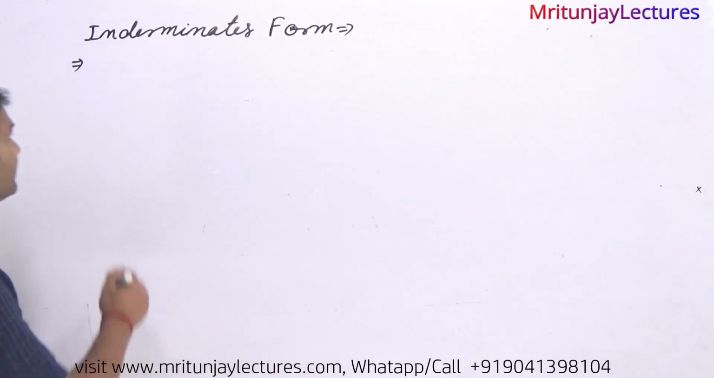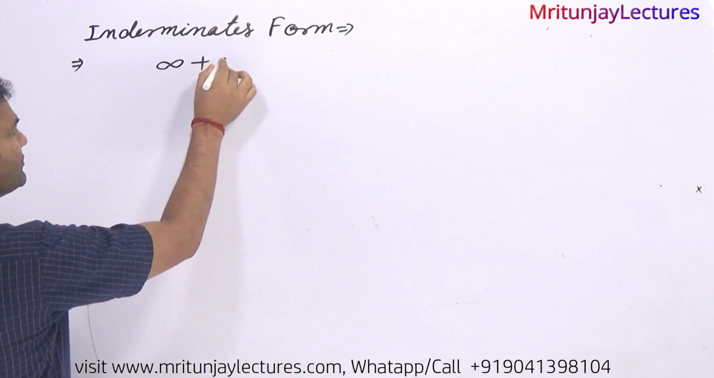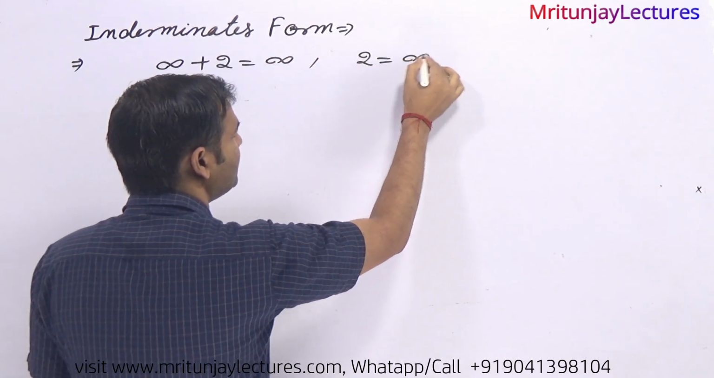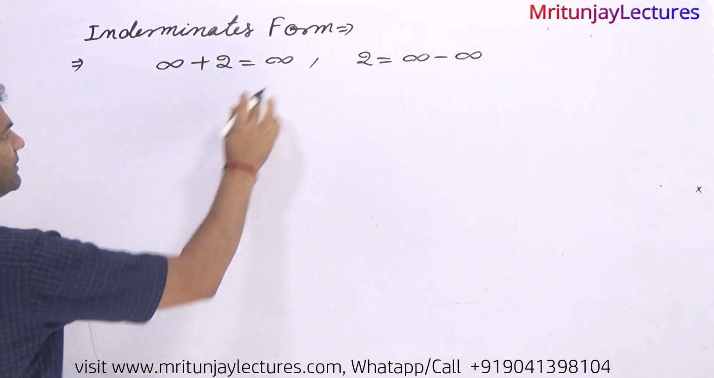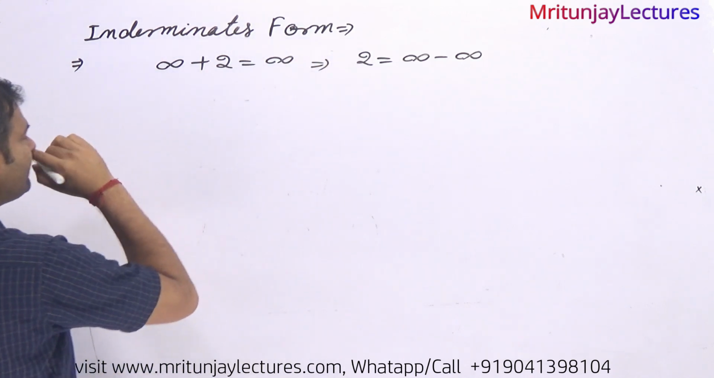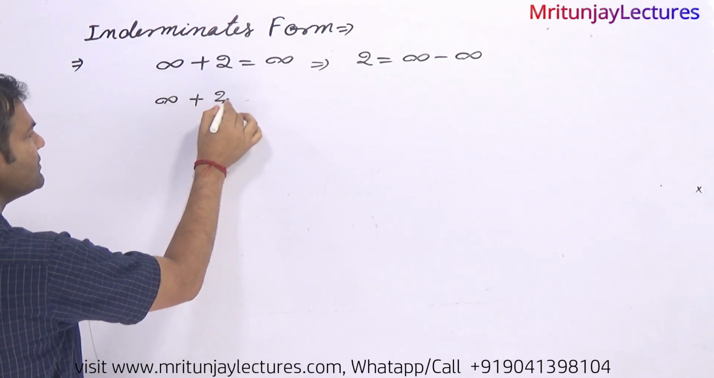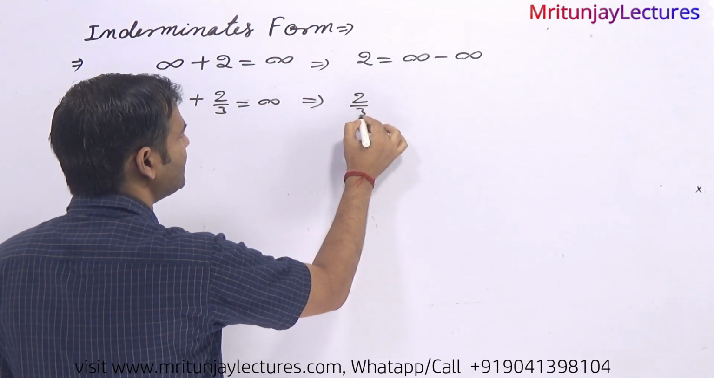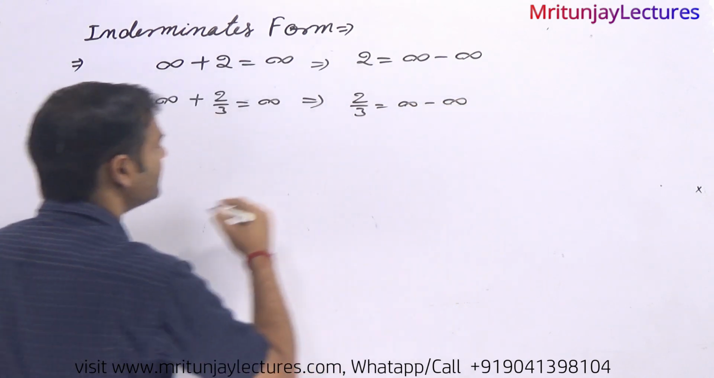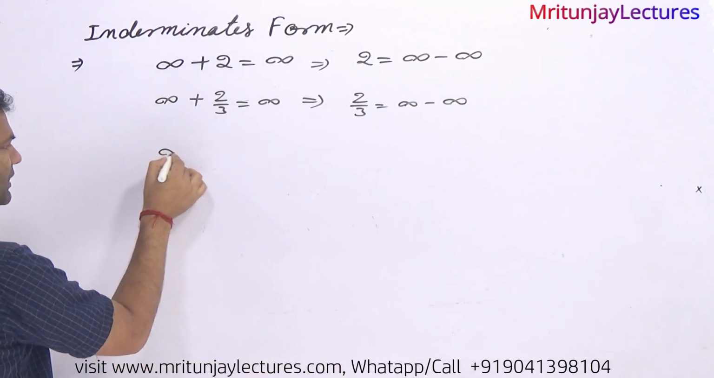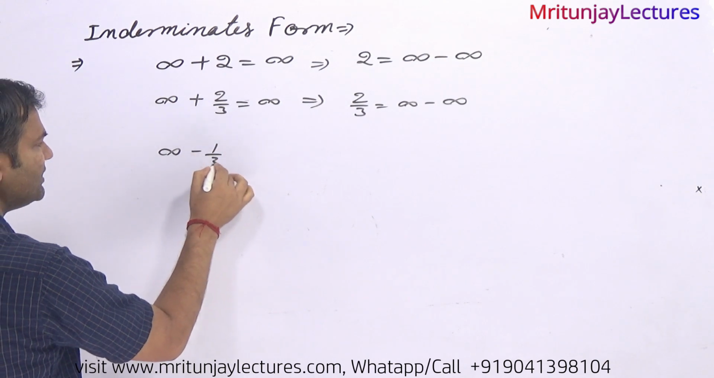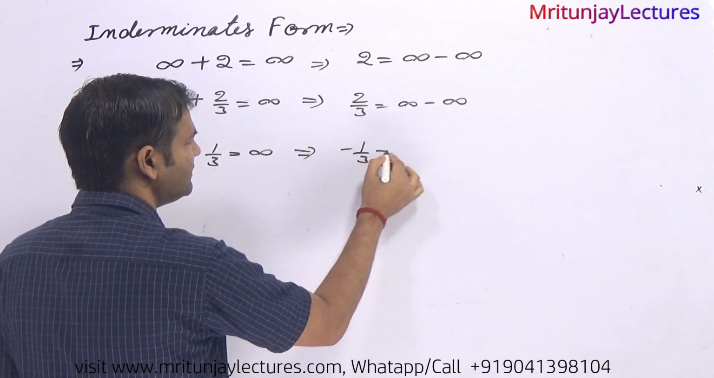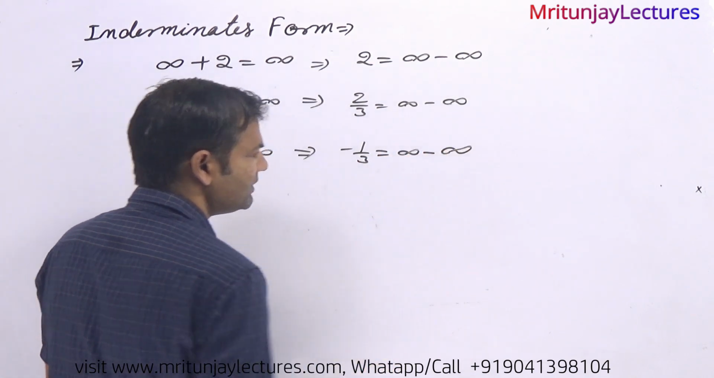Now the third type. If infinity plus 2 is equal to infinity, then you can say that 2 is equal to infinity minus infinity. Another way: infinity minus 2 by 3 is also infinity minus infinity. Next, 2 plus minus 1 by 3 is equal to infinity, so minus 1 by 3 is equal to infinity minus infinity.